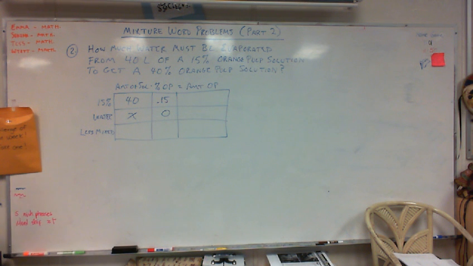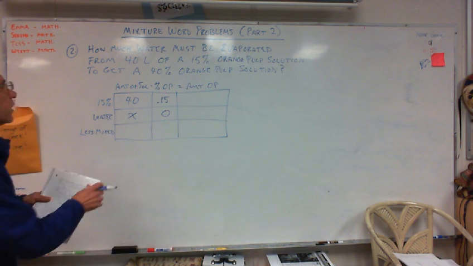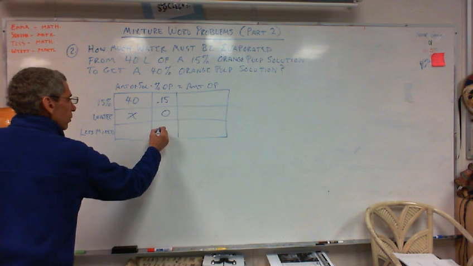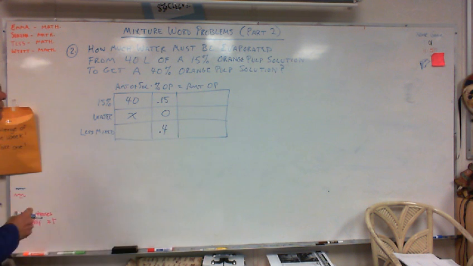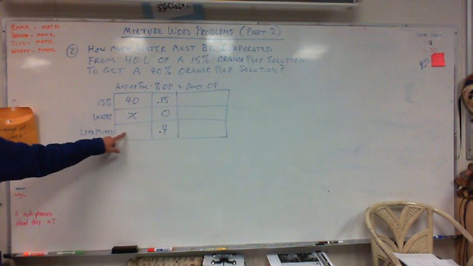Now it says how much does it have to be evaporated in order to get a solution that is 40%. So that's the percent column. So I just put 0.4. And the only problem is this. Doggone it. This is blank, 40 again.